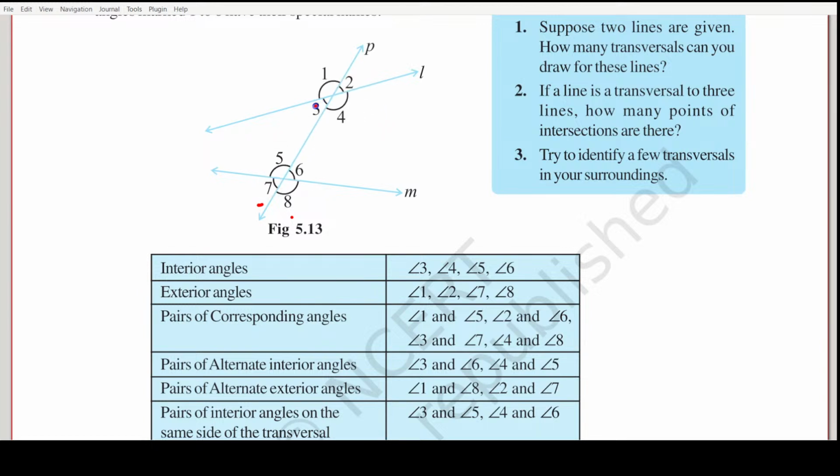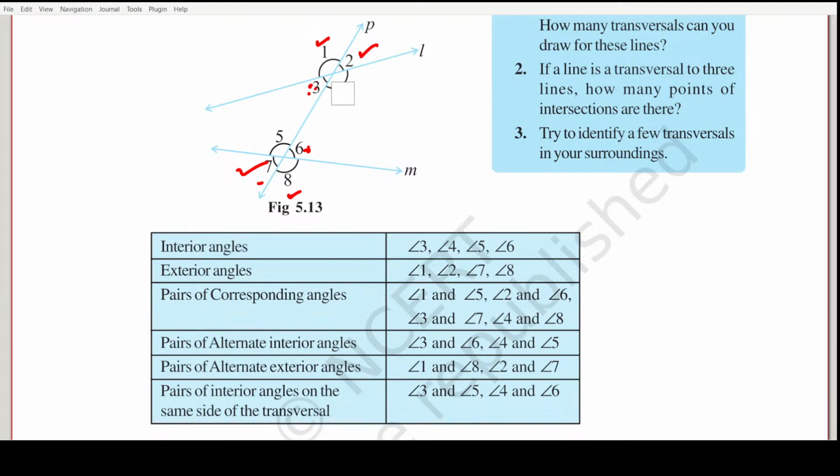Now these interior angles are there, right? This 3 versus this 6 are called alternate interior angles, because one is on one side and the other is on the other side, and both are interior angles. Similarly, this 4 and this 5 will be alternate interior angles. By the same logic, there are alternate exterior angles also: 1 and 8 will be alternate exterior, and similarly 2 and 7 will be alternate exterior.